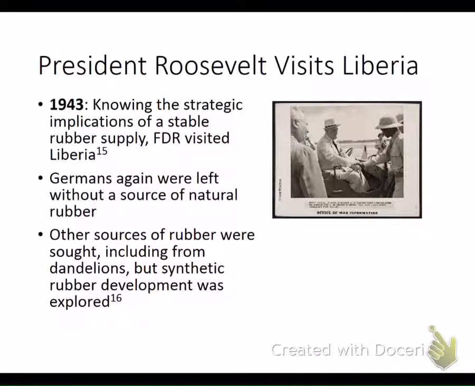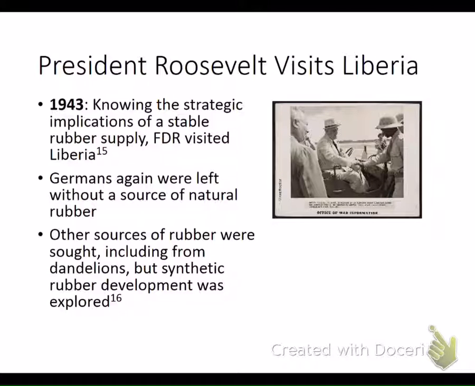So there are actually some famous photos of a diplomatic move made by President Roosevelt. He actually visited Liberia in 1943. This is when he made that move, knowing that it was a strategic place to maybe have a stable rubber supply. And so once this happened, Germans again were left without a source of natural rubber. So same story as World War I.